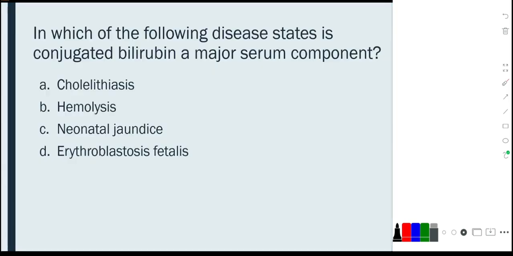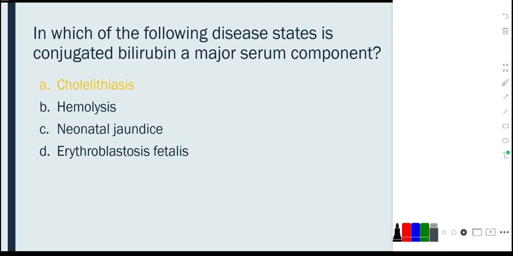Moving on to the next question. In which of the following disease states is conjugated bilirubin a major serum component? A. Cholelithiasis, B. Hemolysis, C. Neonatal jaundice, or letter D. Erythroblastosis fetalis. So, again, conjugated bilirubin is also called the obstructive type of bilirubin, seen in cases of cholelithiasis. So the correct answer for this one is letter A. As for hemolysis, the major bilirubin component here would be your B1. In neonatal disease, it would also be your B1, and the same with erythroblastosis fetalis.